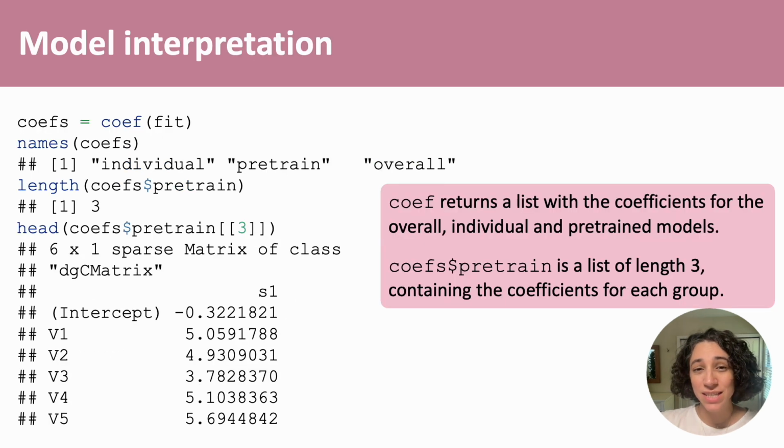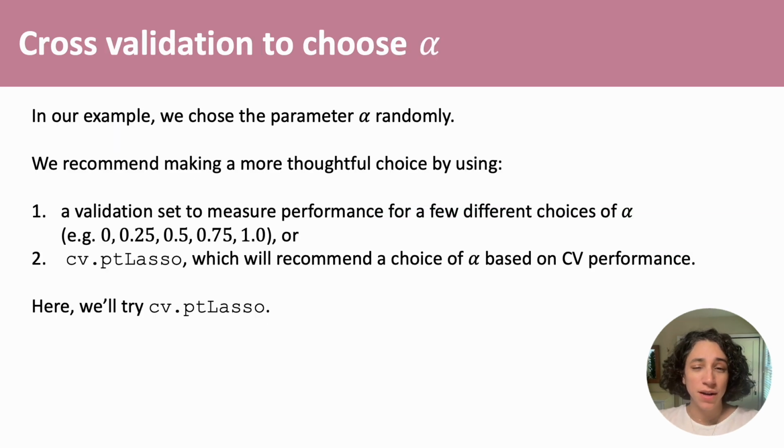Coef returns a list with the coefficients for each of our 7 models. As with predict, it uses lambda.min, but other choices of lambda can be specified. The pre-trained coefficients, for example, will be itself a list of length 3, containing the coefficients for each of the 3 groups.